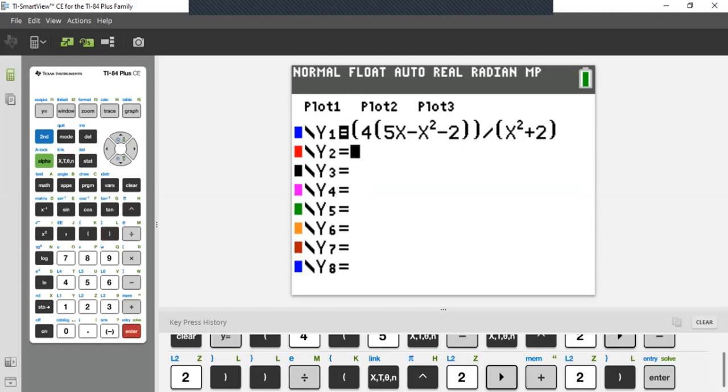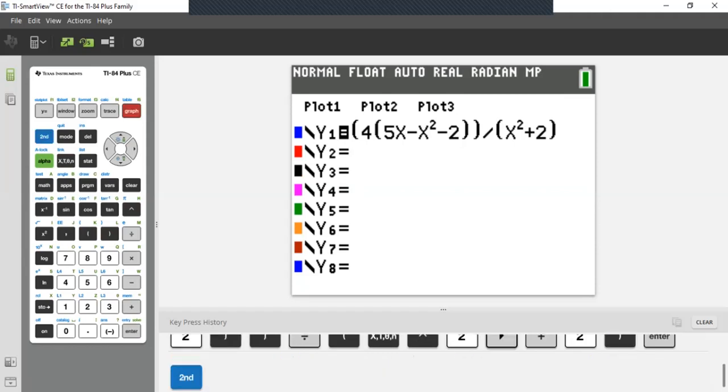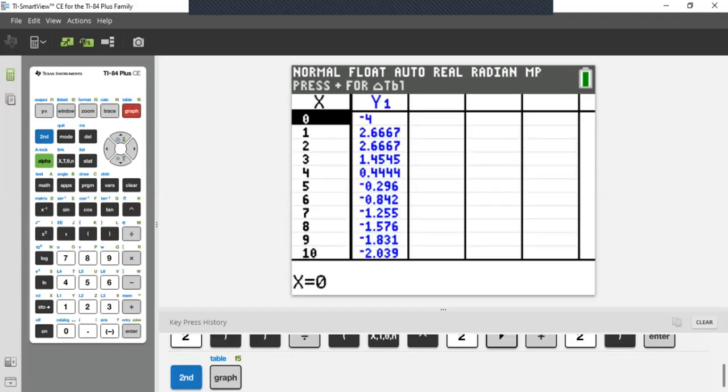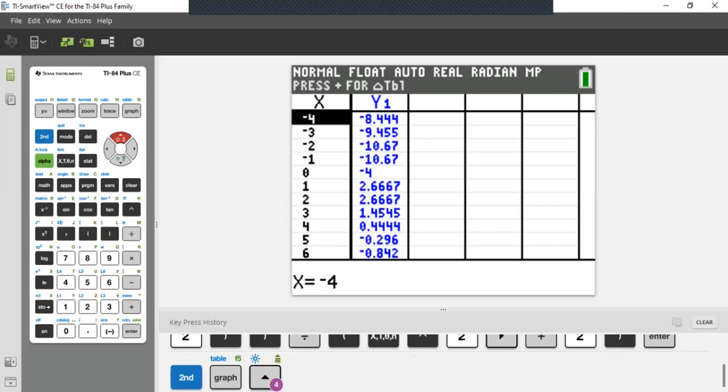And now I want to go to second and table. That's going to make this a little bit easier for us because now they give us the values for each of these things. So now it looks like when I plug in -4, I'm just going to write these down and we'll come back to it. I get a -8.44. For -3, we get -9.455. For both of these, we get a -10.67.